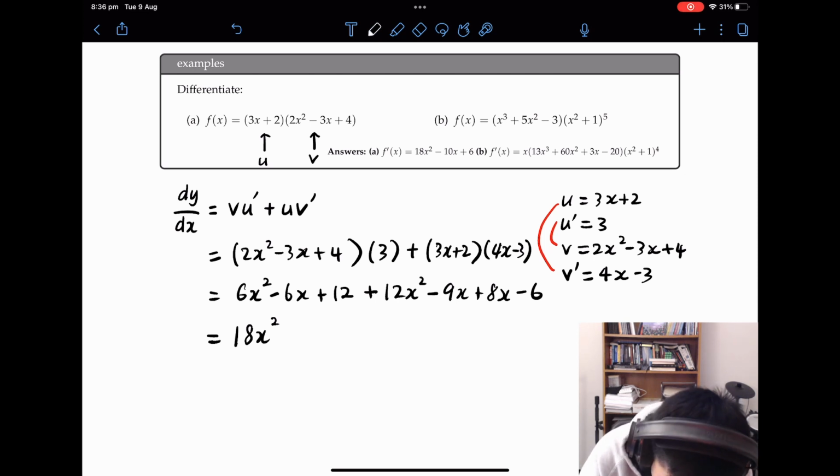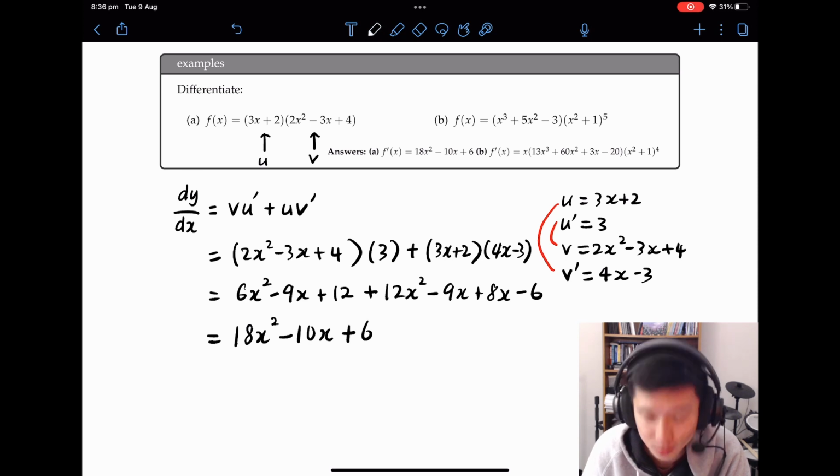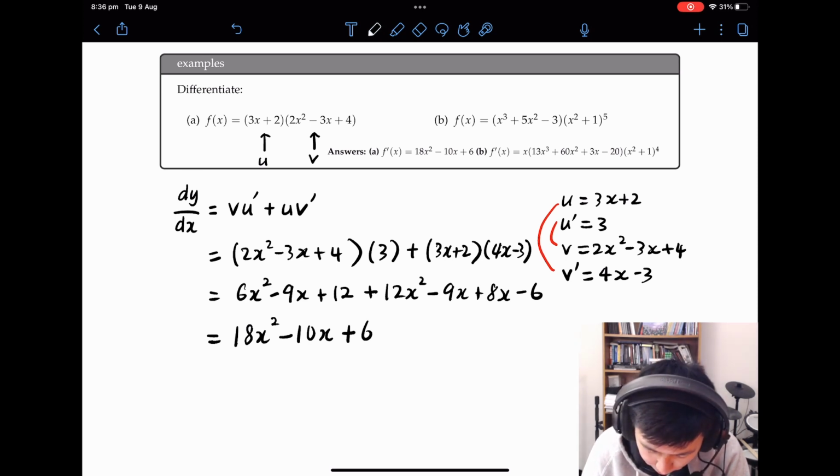Ooh, I've made a mistake. That should not be minus 6, that should be minus 9. And so minus 9 gives us minus 18. Minus 18 plus 8 is minus 10x. And I've got a lone minus 6 somewhere. Plus 6, yep. So I've got plus 12 minus 6, which gives us plus 6. Okay.